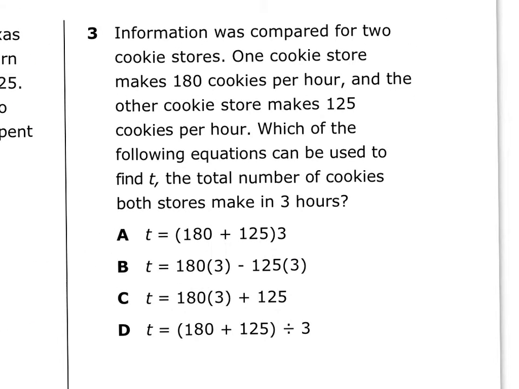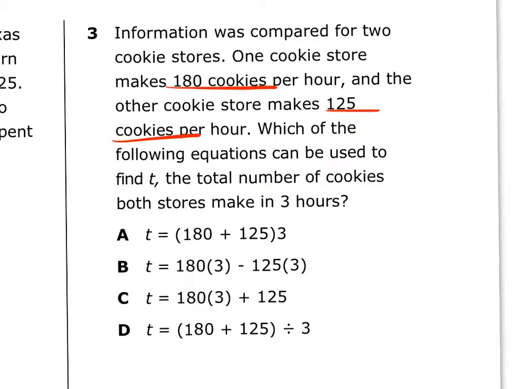We look at number 3. Information was compared for 2 cookie stores. One cookie store made 180 cookies per hour. The other cookie store made 125 cookies per hour. Which of the following equations could be used to find T, the total number of cookies both stores make in 3 hours? Alright, so, first thing I'd want to find out is how much they make in 1 hour. So how would I figure out what both stores made in an hour? Well, I know that one store makes 180 cookies and the other store makes 125 cookies. How would I figure out what both stores make in 1 hour?